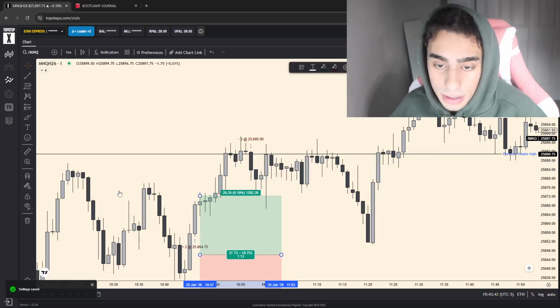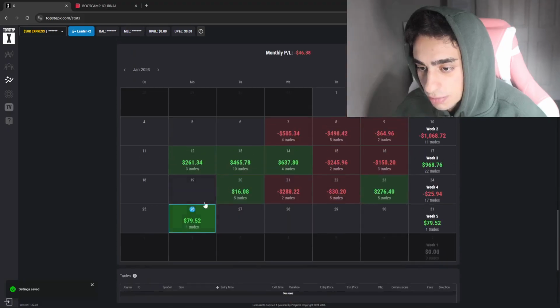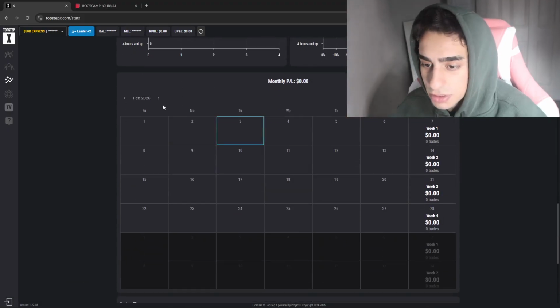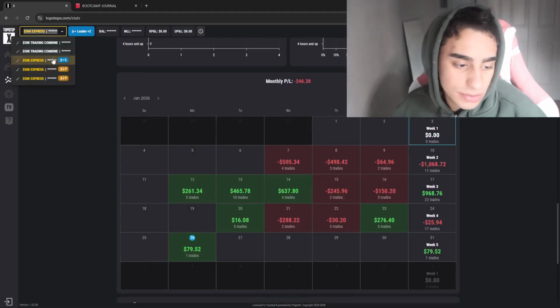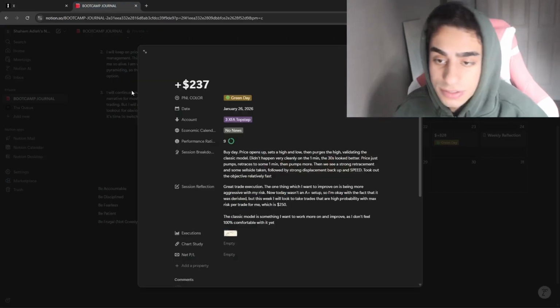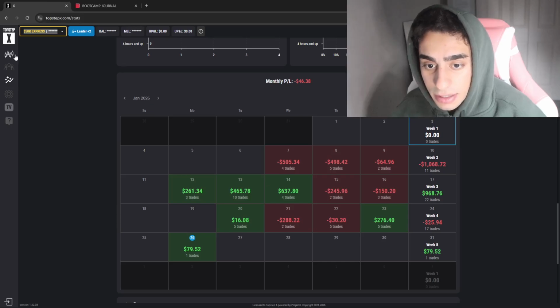And I made on this trade, I copy traded my 3 accounts. I only made $80. This is my month so far. Well, my month so far, I made $80 on this trade across 3 accounts. I just bought 2 more combines because I want to have 5 accounts. And I mean, that is really all it is.